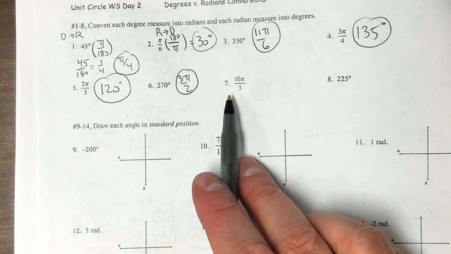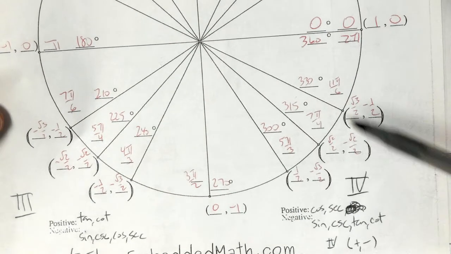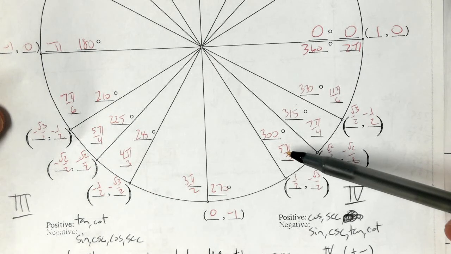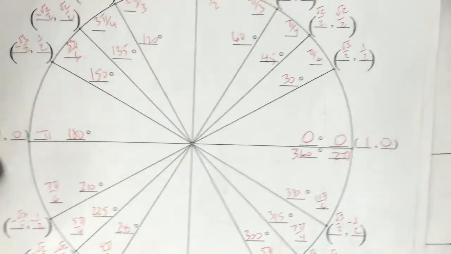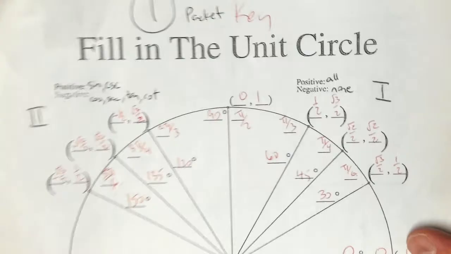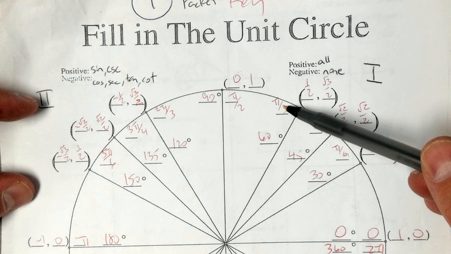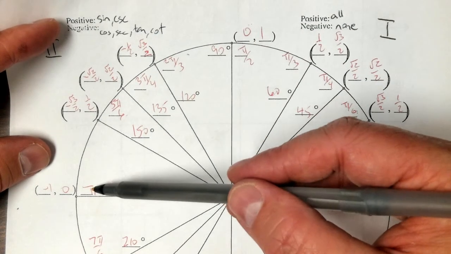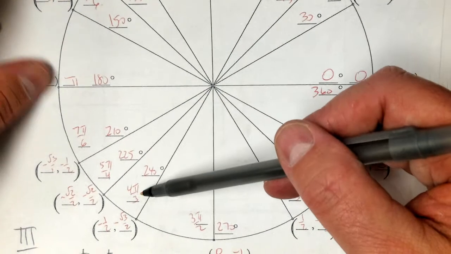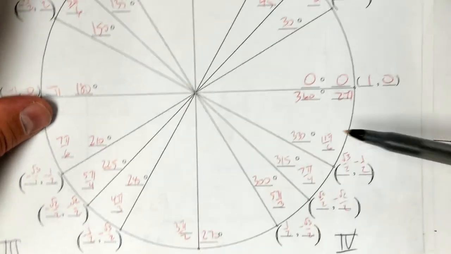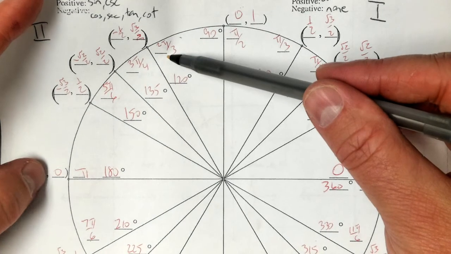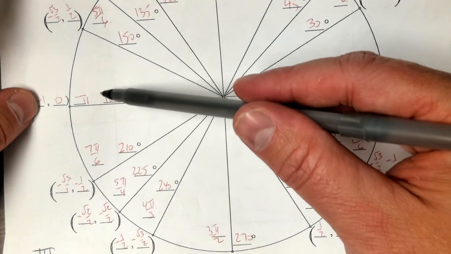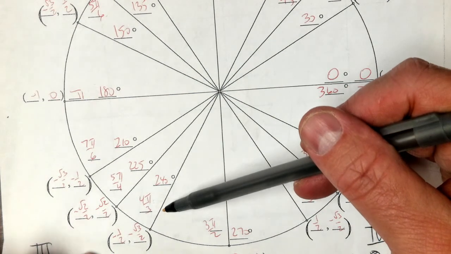Now, 10 pi over 3 doesn't show up here. 5 pi over 3 does. So this one, most students don't like counting. I'll show you how that works, but most students don't like this way. We're going to 10 pi over 3. So here's 1 pi over 3, 2 pi over 3, 3 pi over 3 is pi. 4 pi over 3, 5 pi over 3, 6 pi over 3 is 2 pi. 7 pi over 3, 8 pi over 3, 9 pi over 3 would be 3 pi, and then 10 pi over 3 would be right there.